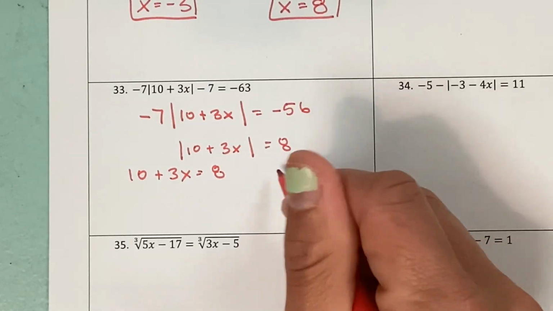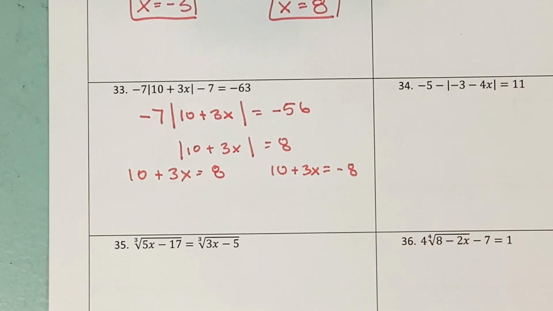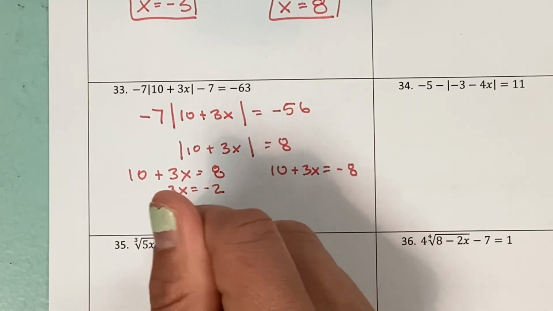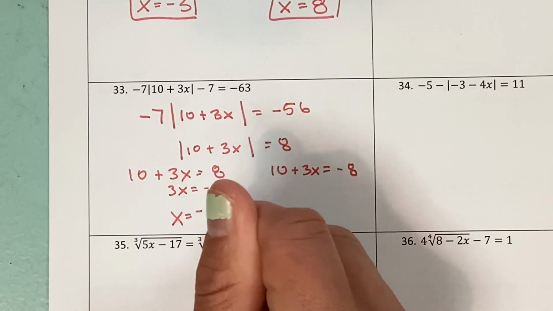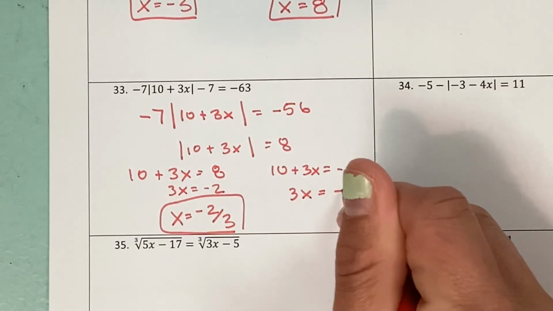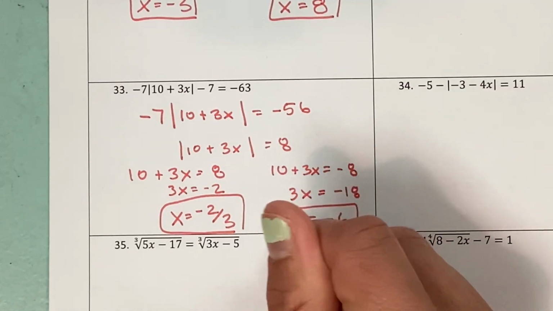So 10 plus 3x equals 8. 10 plus 3x equals negative 8. So 8 minus 10, which is negative 2, and divide by 3, so x equals negative 2/3 is the solution. Minus 10, and I get negative 18. Divide by 3, and I get negative 6, which is a solution.